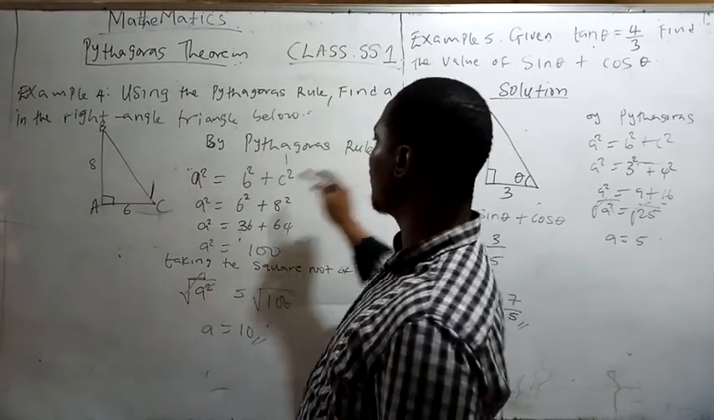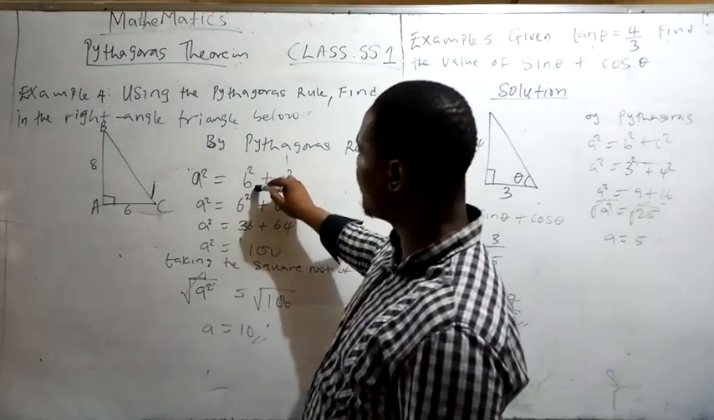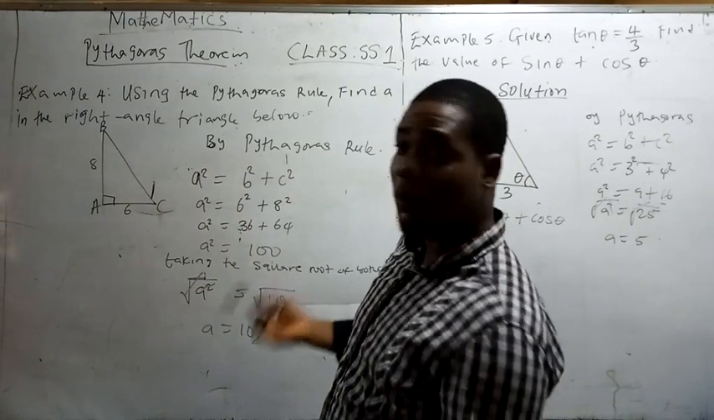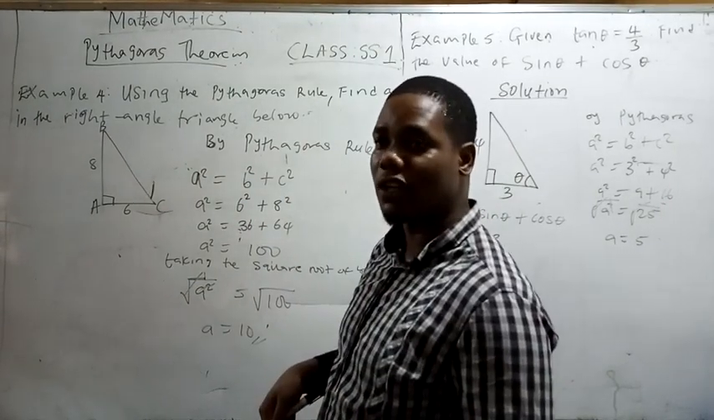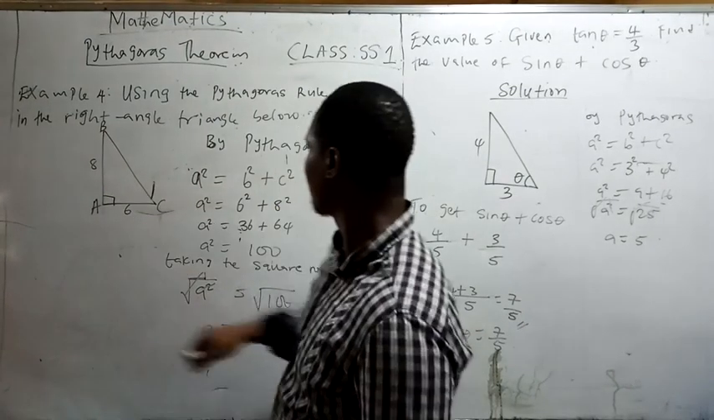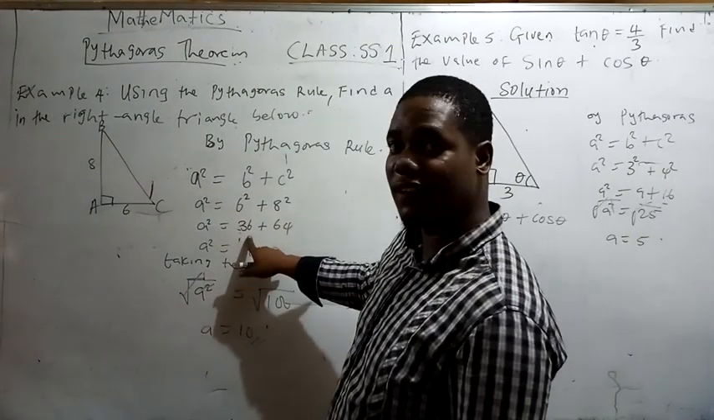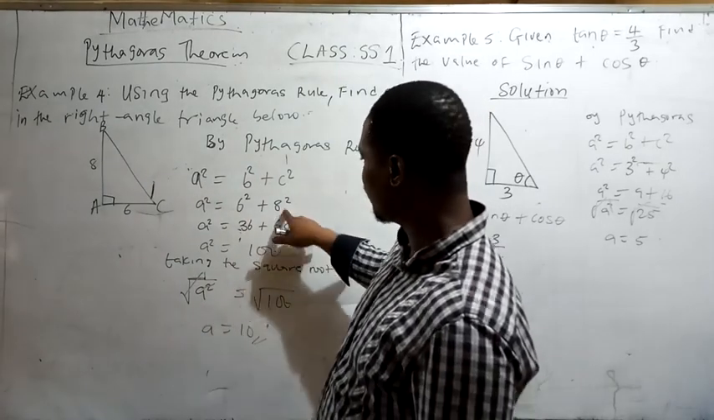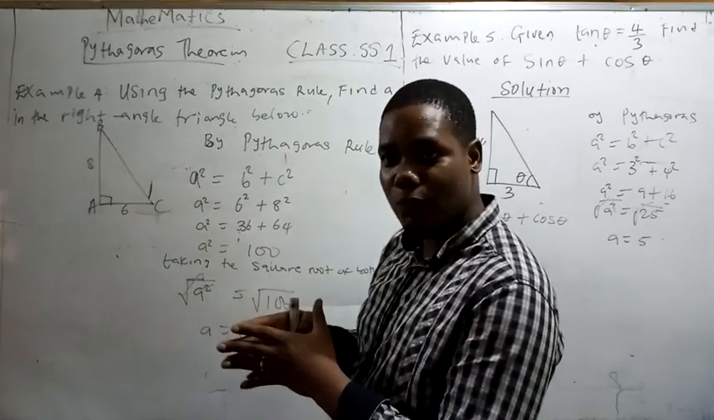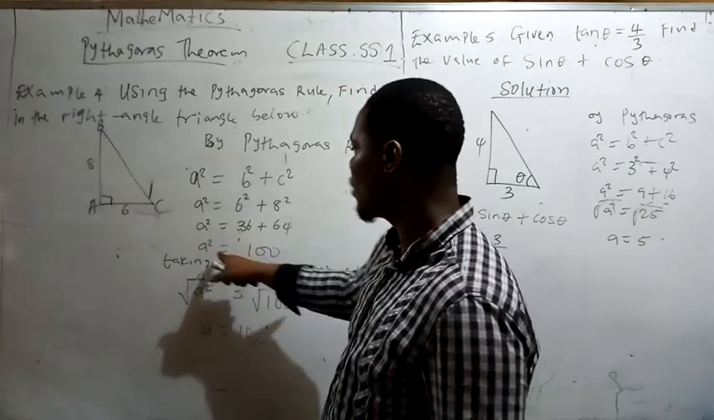From the Pythagoras theorem, we state that A squared must be equal to B squared plus C squared. What is A squared? That is our bone of contention. So, B is 6, C is 8. So 6 squared is 36, 8 squared is 64. When we add them together from the rule, it gives us 100. So A squared equals 100.